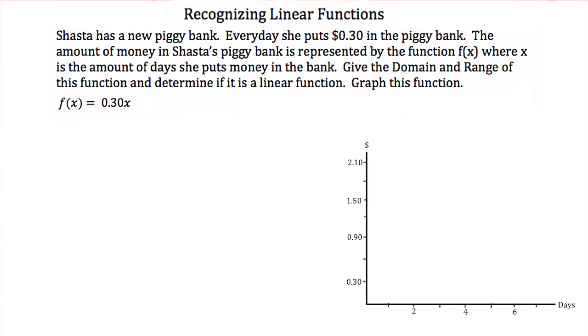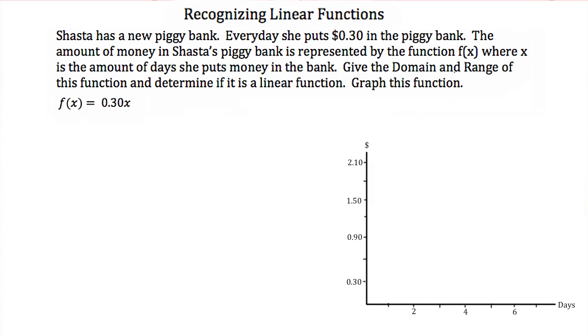Now let's put all these ideas together in a word problem. Shasta has a new piggy bank. Every day she puts 30 cents in the piggy bank. The amount of money in Shasta's piggy bank is represented by the function f of x, where x is the amount of days she puts money in the bank. Give the domain and range of this function and determine if it's a linear function, and then graph it. Well, here's our function, f of x is equal to 0.30x.